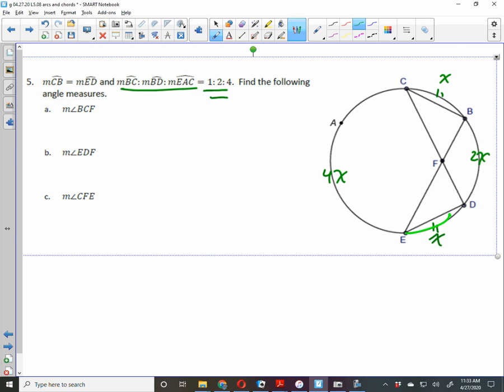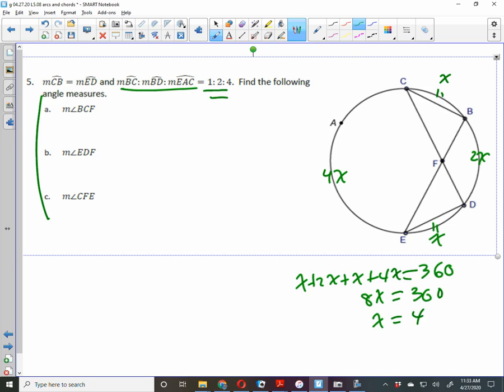Now before I answer these questions, let's put a value to x. We know that x plus 2x plus x plus 4x equals 360. 8x equals 360. Therefore, x equals 45, and you can check my arithmetic on that.